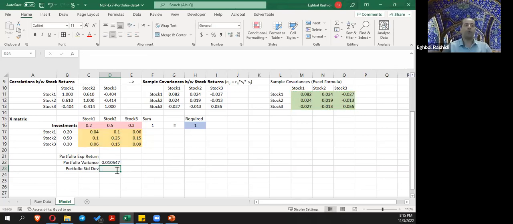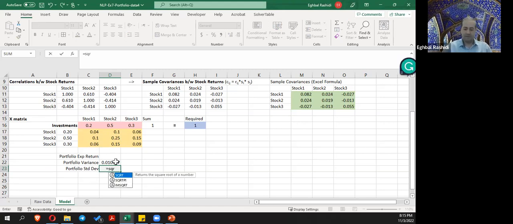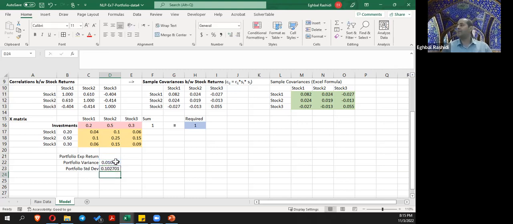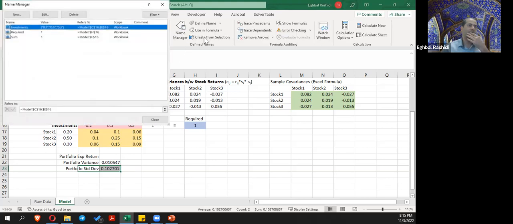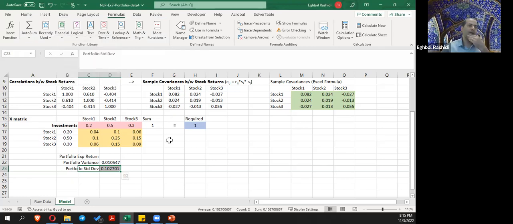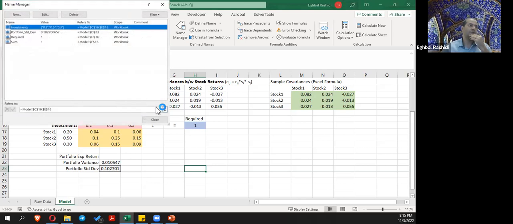And the portfolio standard deviation is just the square root of this value, which is the portfolio's risk. So this is the portfolio risk. This is my objective function. Okay, so I'm going to name this. Did I not already? I did not. As my objective function.